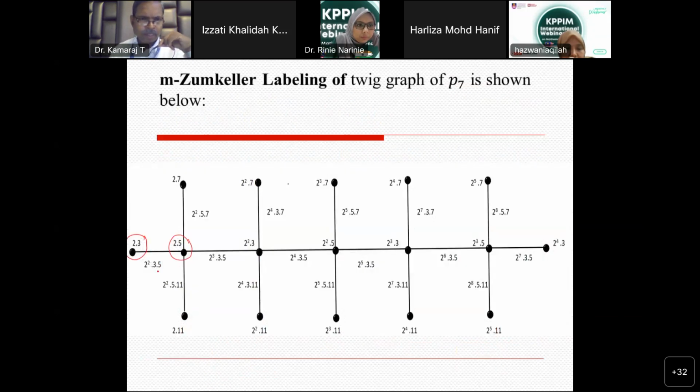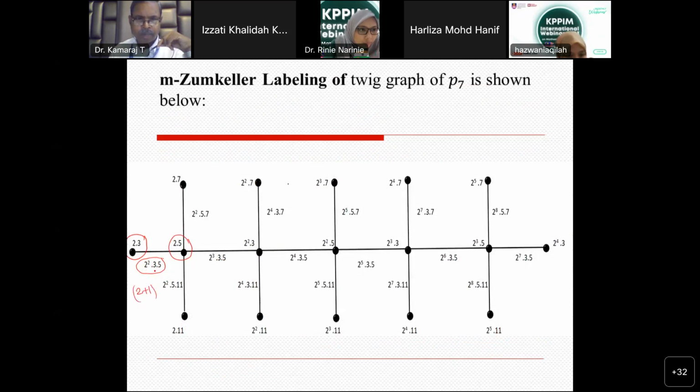Now what is 2 square into 3 into 5? Can one of you tell me what is the number of positive divisors for this number? 2 square into 3 into 5. I gave one simple technique. What is that? For each of the prime numbers, see the power number. What is the first prime number? 2. 2's power is what? 2. Add one: 2 plus 1.